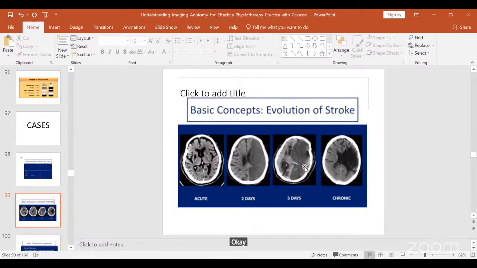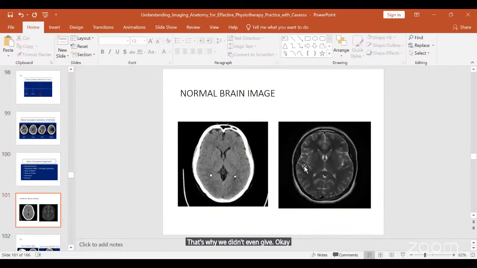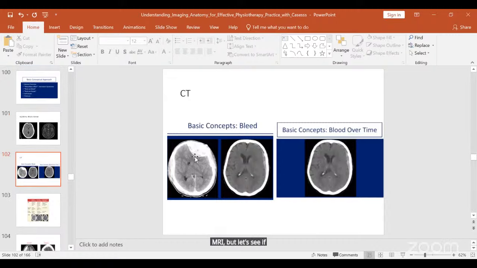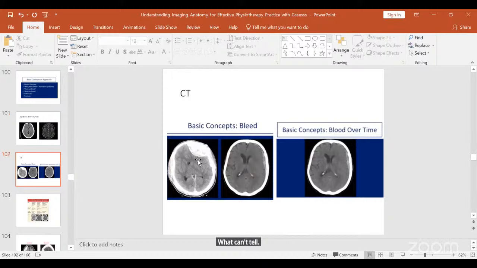The acute blood appears more hyperdense. That's why we don't even give a contrast. That's a normal brain image for CT and for MRI. But let's see in clinical conditions. Good. Basic concept. This is the bleed. What can tell what kind of bleeding this is? What type of hematoma is this?